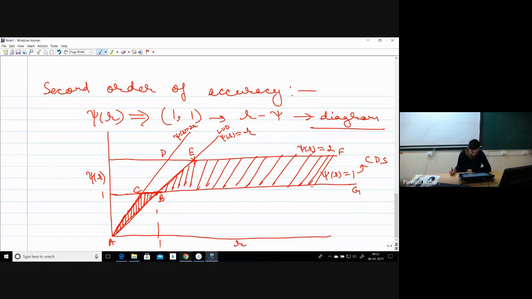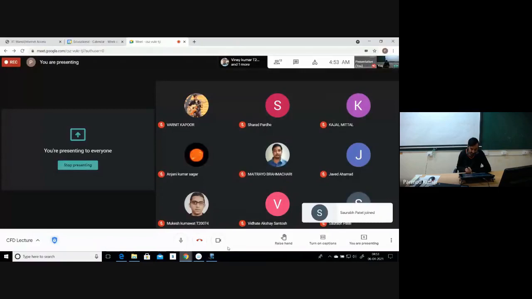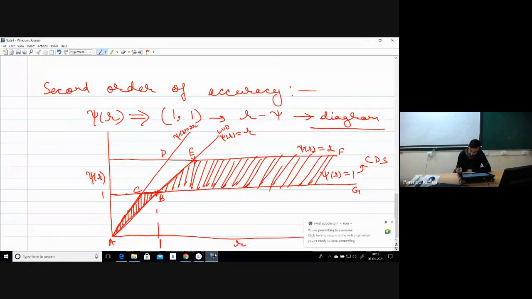Is it correct? So when R is greater than 1, then you all have to ensure that for stability, the value of the psi R function should be less than 2. But at the same point of time, in order to ensure second order accuracy, your line should pass through point 1, 1. So by considering the intersection of these two conditions, I will be finding this region over here, which I have shown as the region which will be ensuring both stability as well as second order accuracy. Is this point clear?